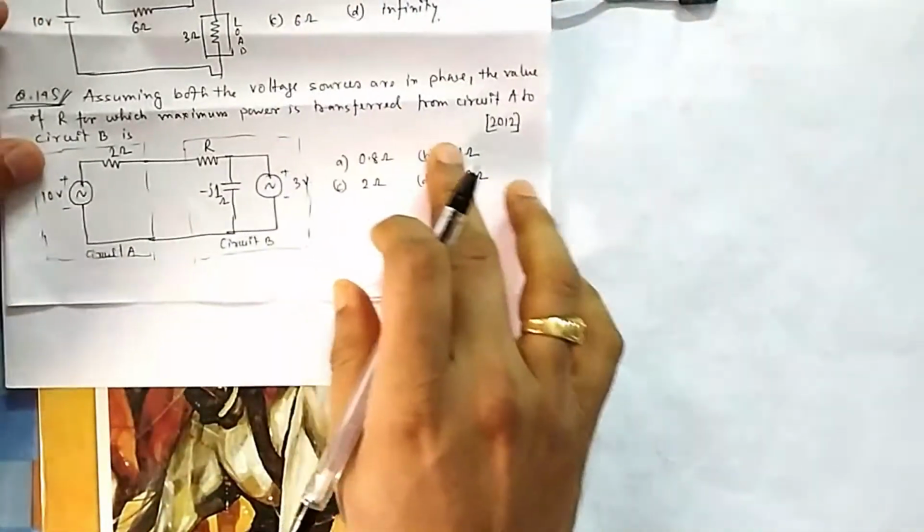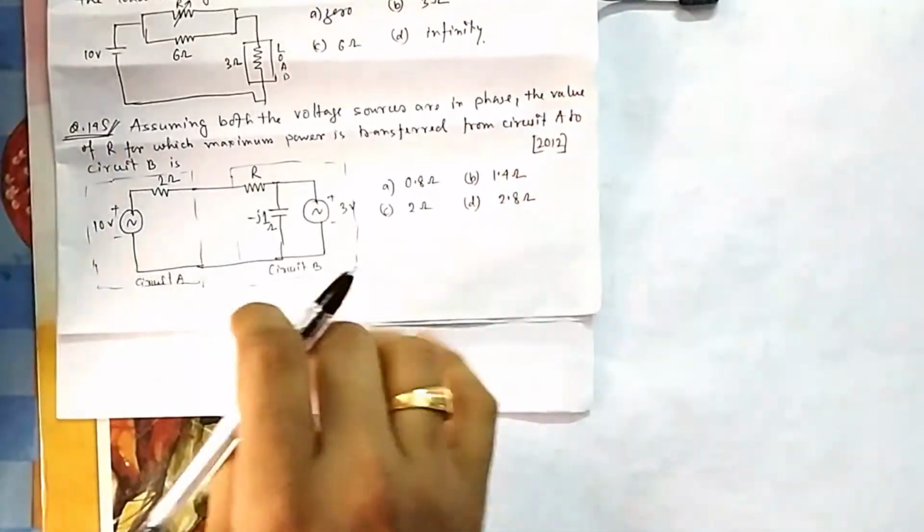So in 145, this is another one for which the maximum power is transferred from circuit A to B.